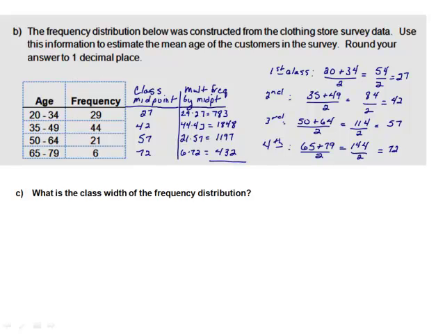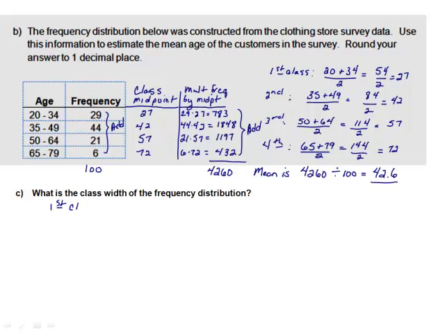Now if we add those results together, we end up with 4,260. Now we're going to divide that result by the total of the frequencies, which is 100. So if we divide 4,260 by 100, we get 42.6.